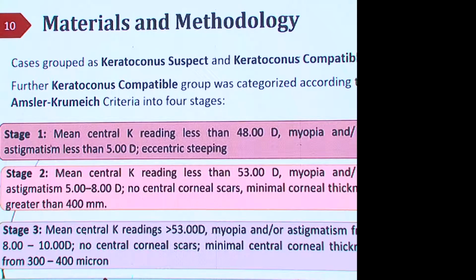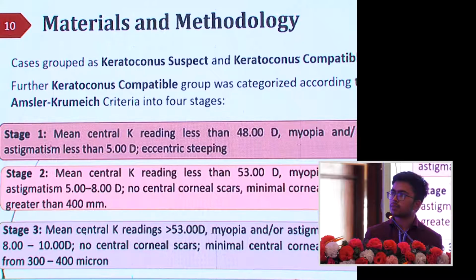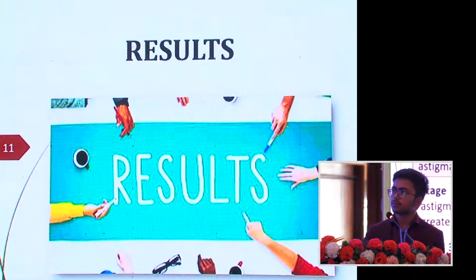Now, coming on to the study group. The keratoconus cases were graded as keratoconus suspect and keratoconus compatible in the first stage. Then they were further classified. The keratoconus compatible group was further categorized into 4 stages based on Amsler-Krumeich criteria, namely stage 1st, 2nd, 3rd, and 4th. Now let's discuss the results.